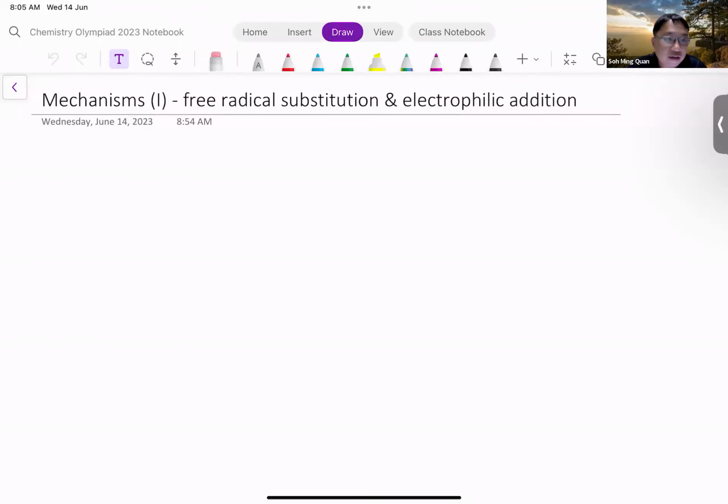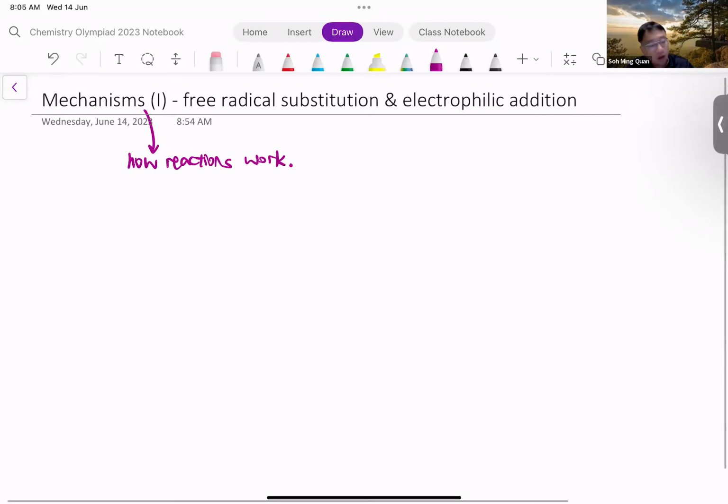So in secondary school, we focus on the type of reactions. We do not focus on exactly how the reactions work. Today, we're going to extend that understanding by understanding how reactions work. Mechanism refers to how reactions work. Now, specifically, how do all chemical reactions work? All chemical reactions work based on how the electrons move around.